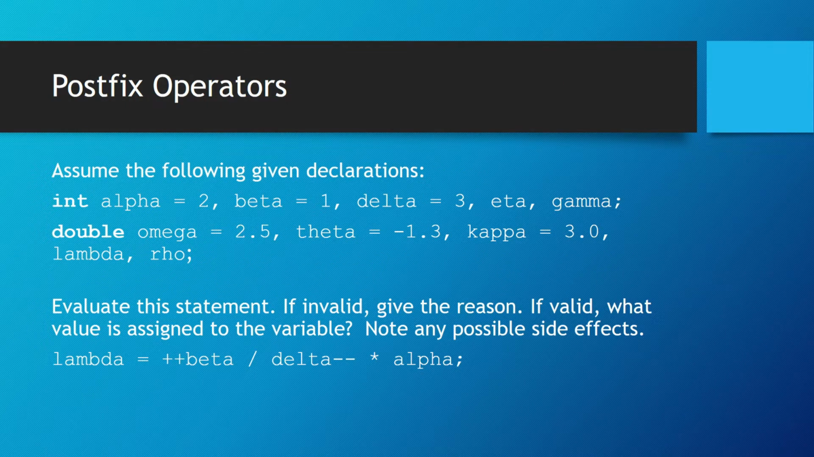Assume the following given declarations. Now, evaluate this statement. If invalid, give the reason. If valid, what value is assigned to the variable? Note any possible side effects. We are given lambda is assigned the value plus beta divided by delta minus times alpha.